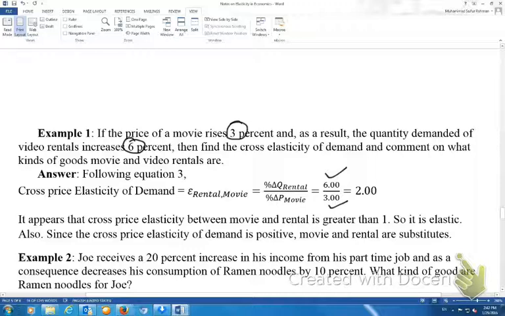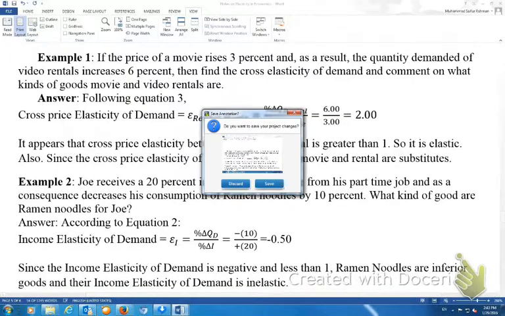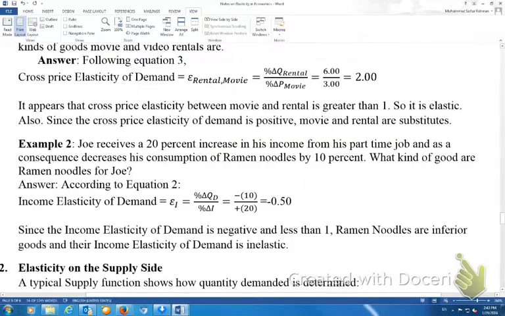Notice that as we have argued, if the cross price elasticity of demand is a positive number, that means movies and video rentals are indeed substitutes, and the demand is actually quite elastic because the elasticity is greater than 1. Okay, so that's good. Let's now look at an example where we are going to calculate income elasticity of demand. So let's look at example number 2.